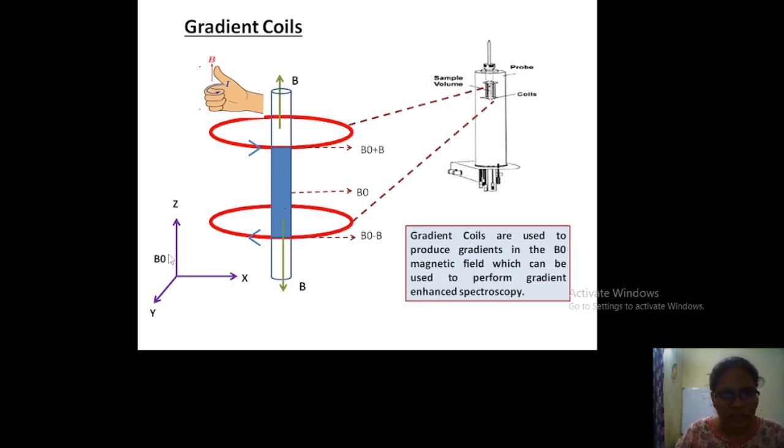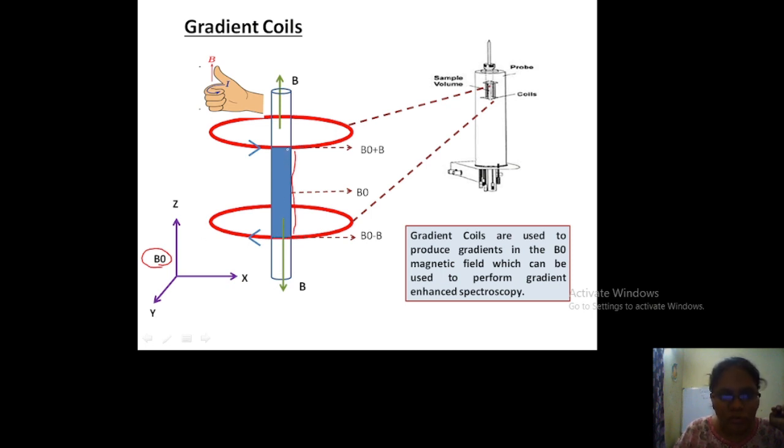So when you place your sample inside the NMR spectrometer, this sample will experience the external magnetic field which is B naught. It experiences this B naught magnetic field, and this magnetic field is homogeneous throughout this sample, because we have performed the shimming. So when you pass the current through this gradient coil, what happens? Now this coil generates a magnetic field in this direction, and this coil generates a magnetic field in the downward direction.